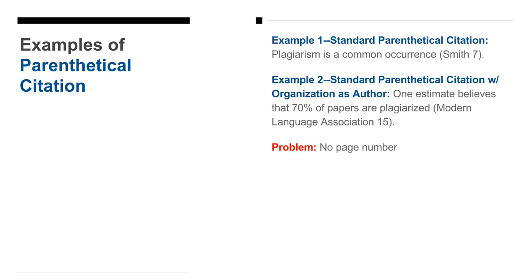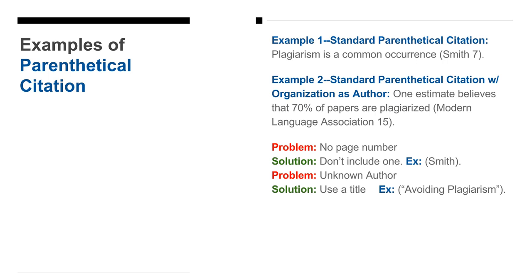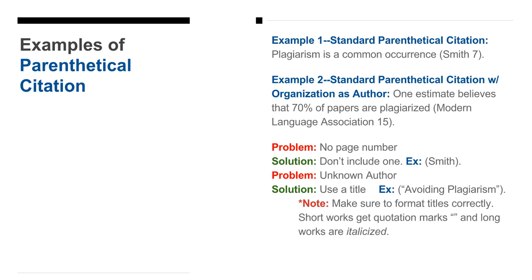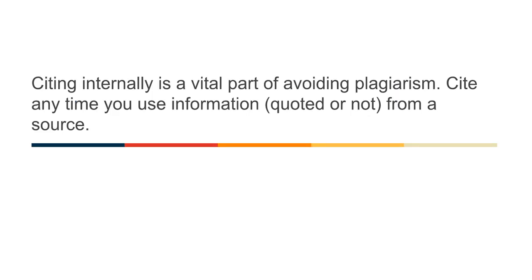What, though, do you do if you don't have a page number? Simple. You don't include one. You would just use the author's name. What if you don't know who the author is? This time, we can cite by title. For example, avoiding plagiarism in quotation marks. Here, you need to make sure that you're formatting titles correctly. If it's a short work, the title goes in quotation marks. If it's a long work, like a book, it gets italicized.